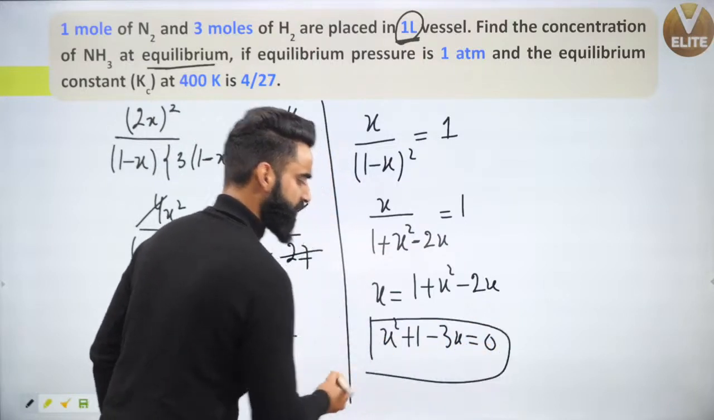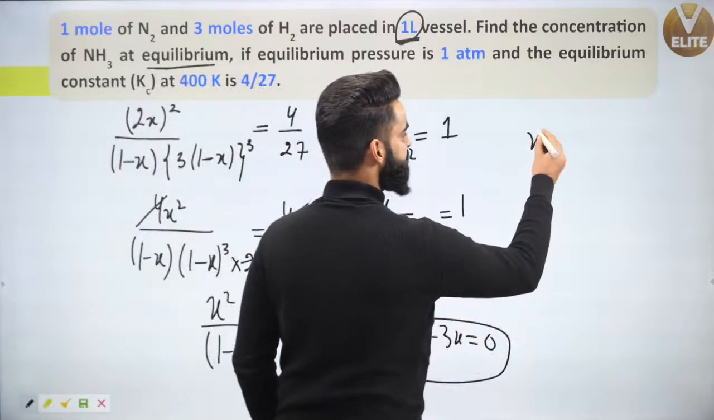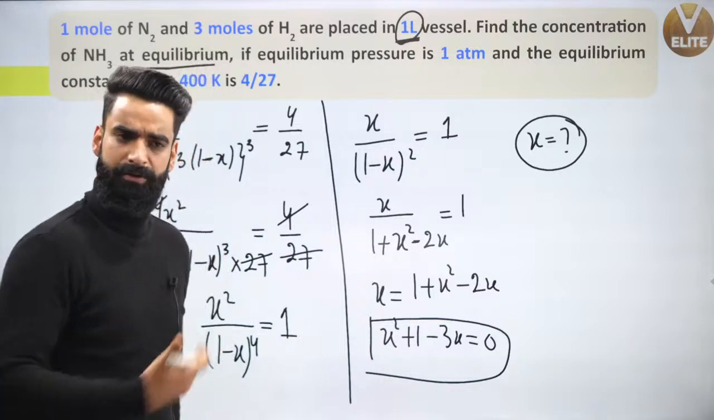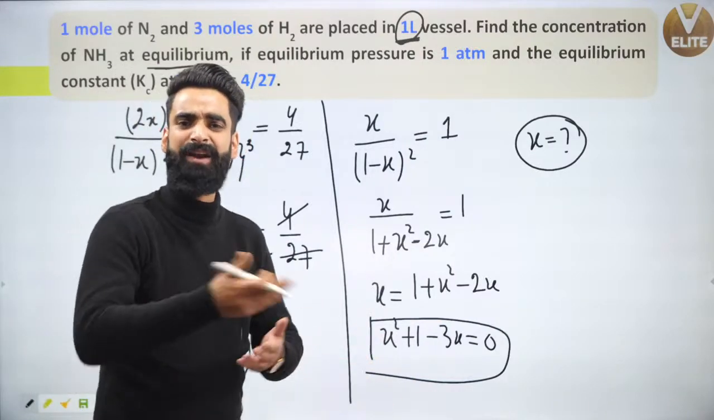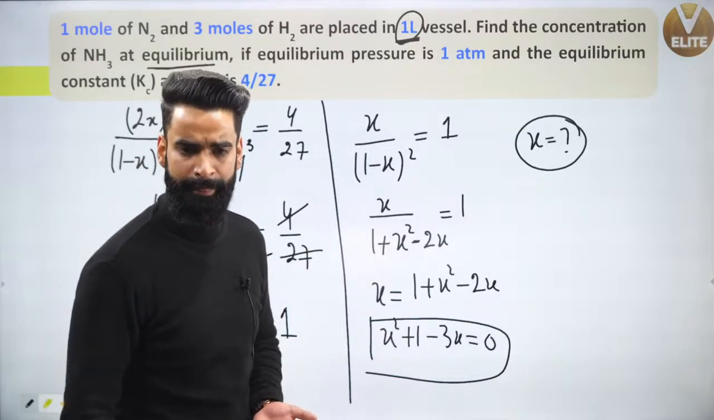If I solve this equation, can I get the value of x from here? Definitely I'm going to get the value of x from here, and you can do it. You know how to factorize it, using middle term splitting, or the formula x is equal to minus b plus or minus under root b squared minus 4ac, by 2a, correct?